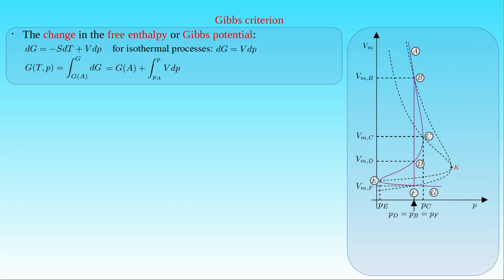Then the change of the free enthalpy G of the system evolving, for example, between the two states A and B, can simply be written as the integral of the volume V of the system with respect to the pressure P from the pressure PA of the system in the state A to the pressure PB of the system in the state B.